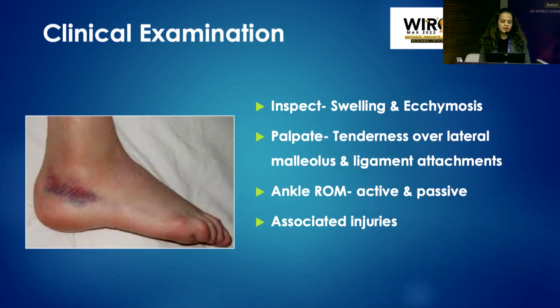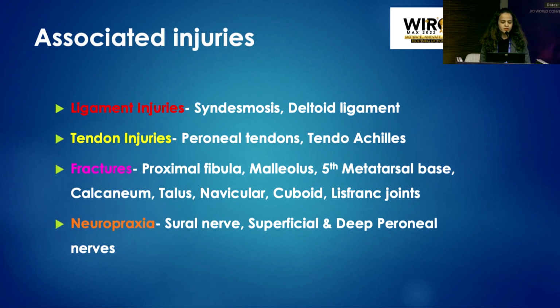For clinical examination, look for swelling and ecchymosis on the lateral aspect of the ankle, palpate for tenderness along the ligamentous attachments, assess the ankle movements active as well as passive, although they may often be painful and restricted, and rule out associated injuries to the syndesmosis, the deltoid, the peroneus, the proximal fibula, the fifth metatarsal base, the tarsal joints, and nerves.